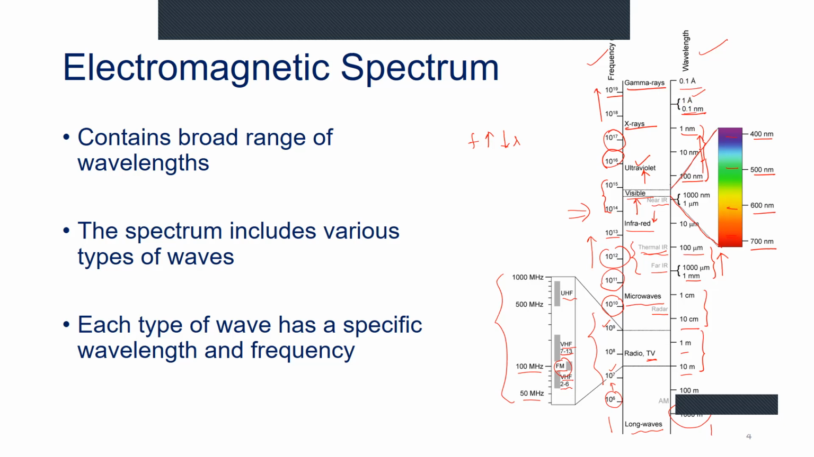So we have understood in this slide what an electromagnetic spectrum is. Again, refer to the previous slide also. It contains a broad range of wavelengths, or you can say a broad range of frequencies. There are different types of waves, and each type of wave has a specific wavelength and frequency. Hope this is useful, and we stop here.